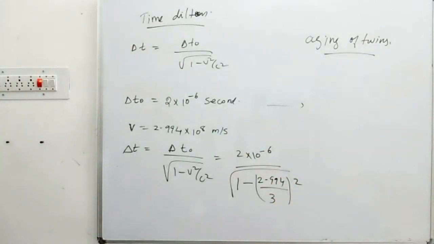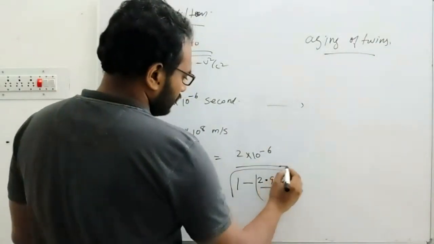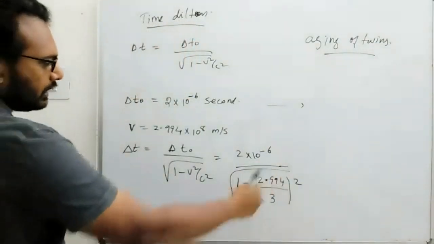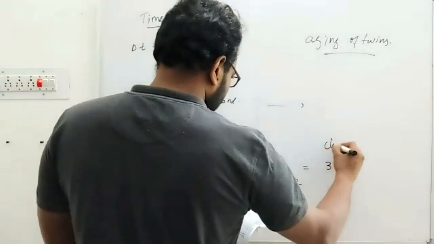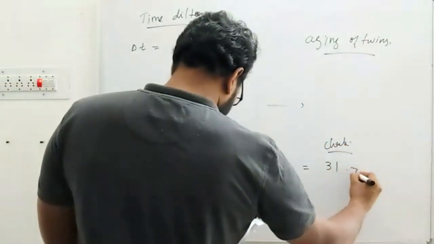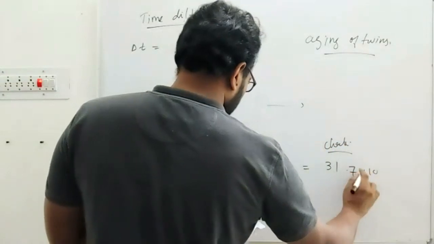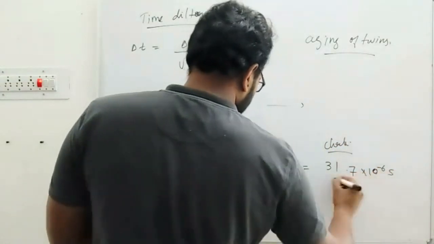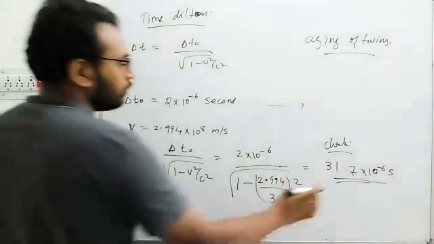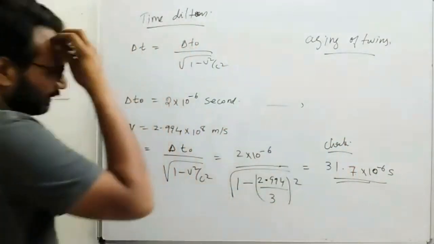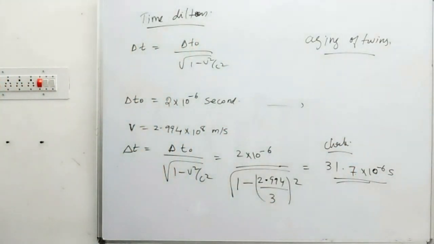Now I think we'll need a calculator to do that. Sometimes you can do it without a calculator. I don't know if you can solve it without a calculator. Try, but I think the answer in the end, you have to check this, is 31.7 into 10 raised to minus 6 seconds. So this is the lifetime of the muon when it is moving. You see that it is greater than the lifetime of the muon in its rest frame.